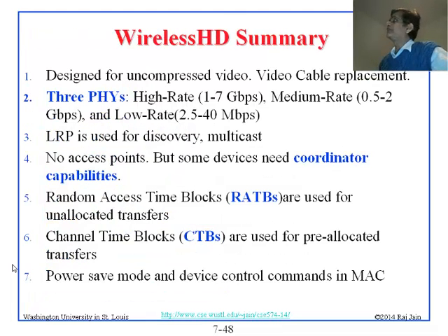So the summary of this, things to remember, is that this wireless HD is clearly designed by the television industry for uncompressed video cable replacement applications. They have 3 PHYs: high rate, medium rate, and low rate. LRP is used for discovery and multicast. There is no access point, but some devices need the coordinator capabilities. You need at least one coordinator. The time could be random access or CTBs, which is the channel time, pre-allocated or allocated on demand. And then there is a power save mode. That is simple to remember.